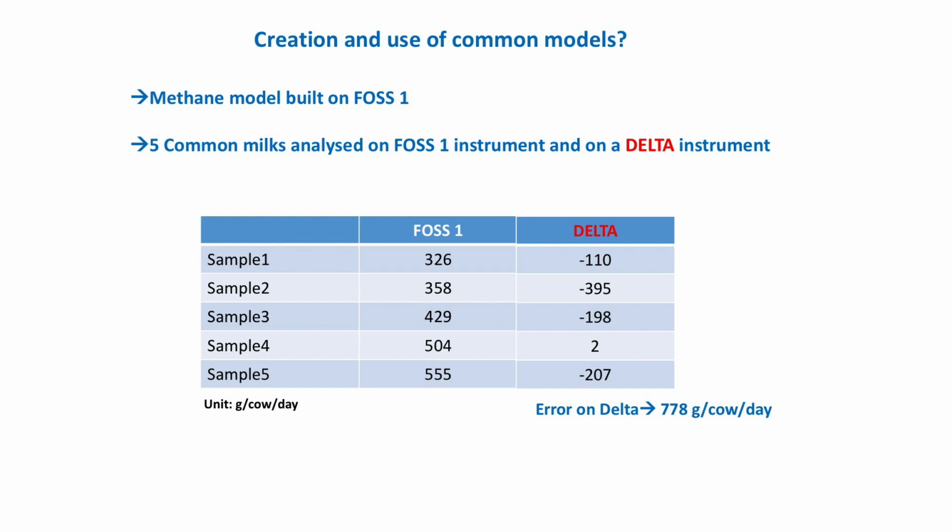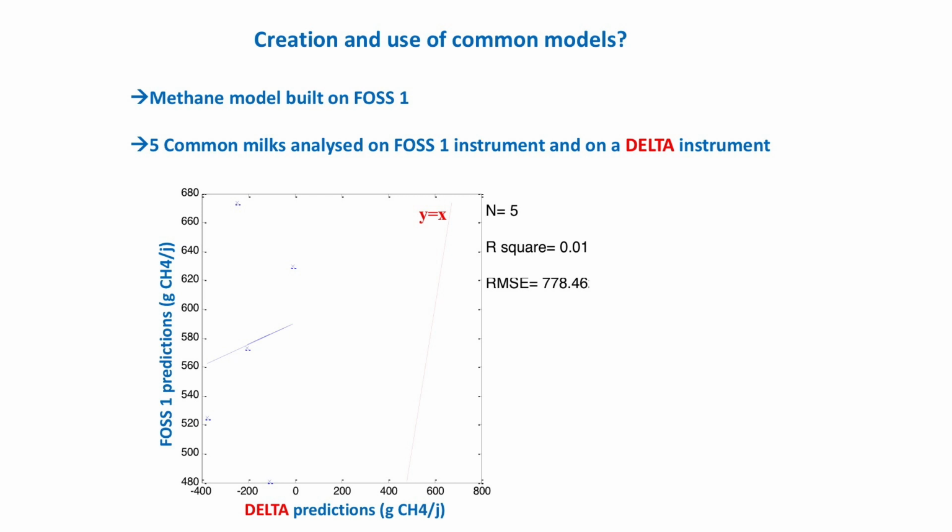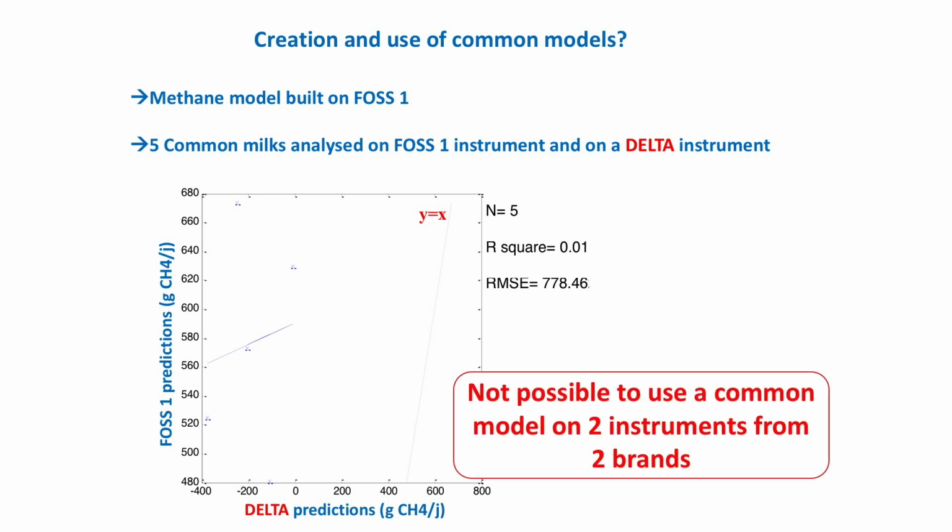It works well. But if you want to predict on the delta instruments, it's impossible to use it. We have error. It doesn't work. The representation, it's like that. If we want to compare the delta prediction to the FOS prediction, we have nothing. It means that it's not possible to use a common model on 2 instruments from 2 brands. It's good to know.